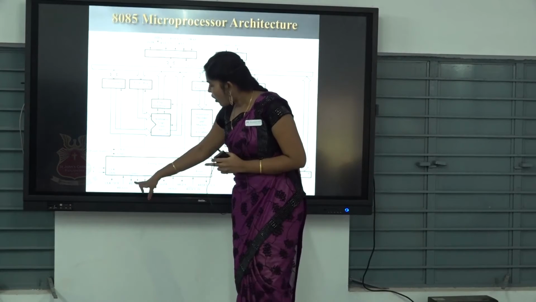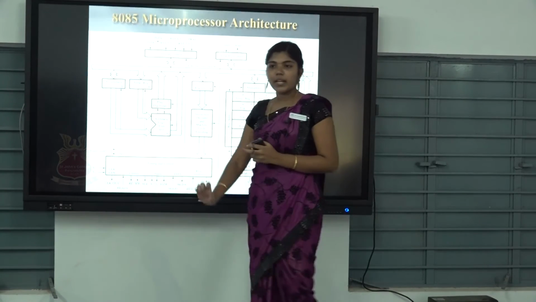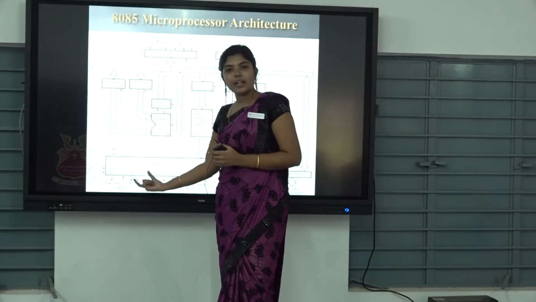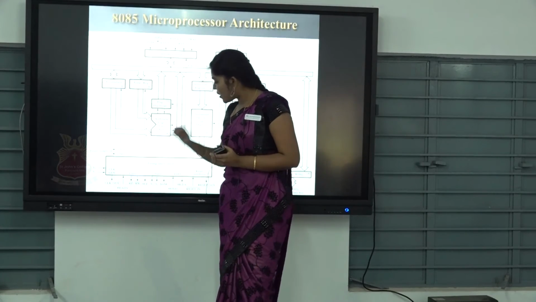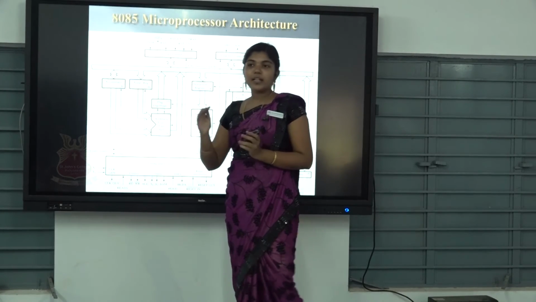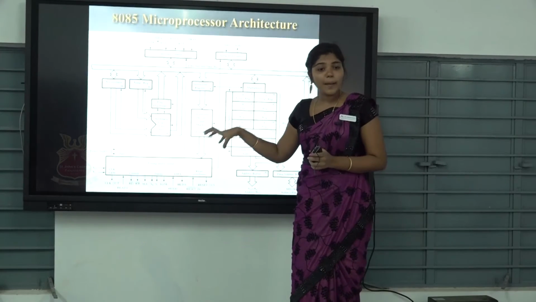Coming to RD and WR. RD is read and WR is write. These two, RD and WR, are the control signals, used whenever we need to read or write data on the memory.